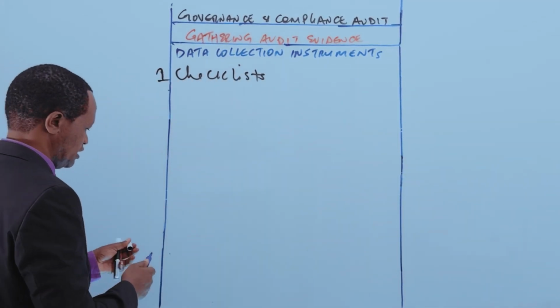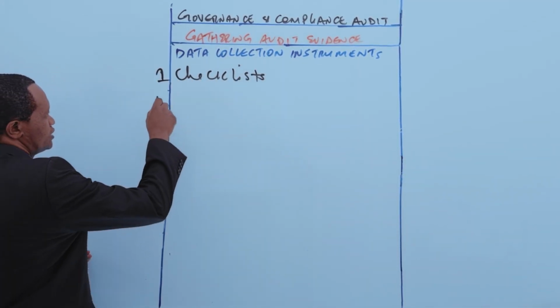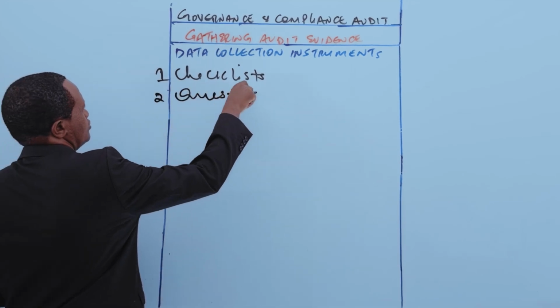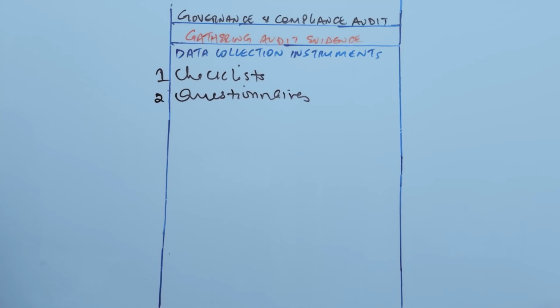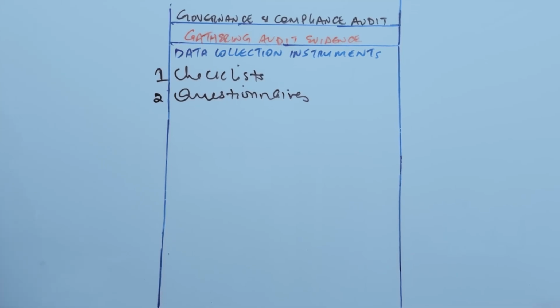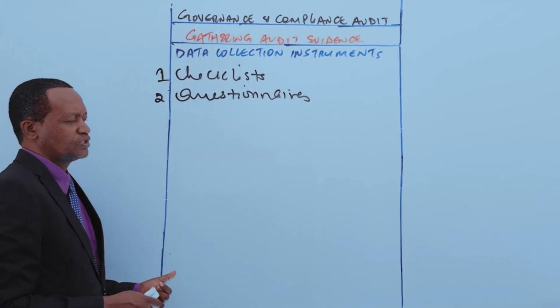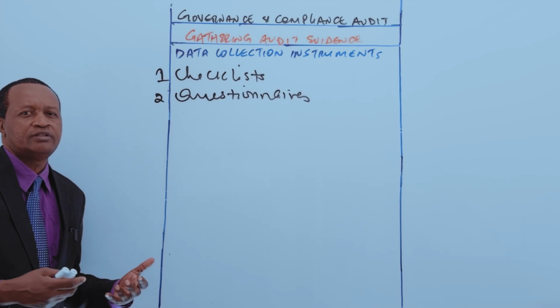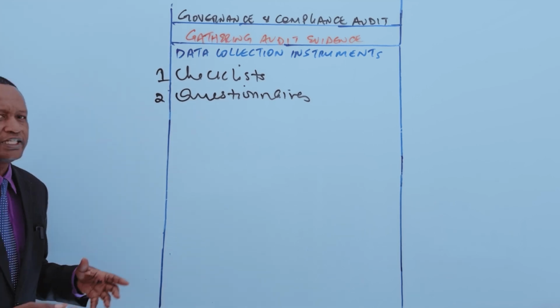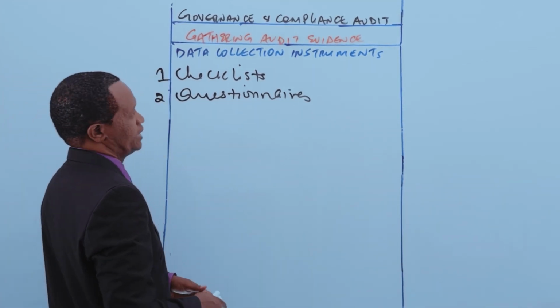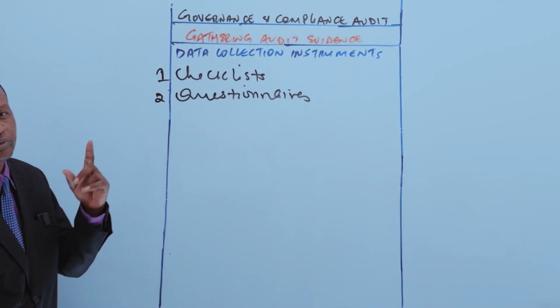Number two, questionnaires. Questionnaires are used to collect data from a large group of individuals, such as employees or stakeholders. And questionnaires are an efficient way to gather information about attitudes, about knowledge, or practices that are related to governance and compliance. This is the second instrument, questionnaire.